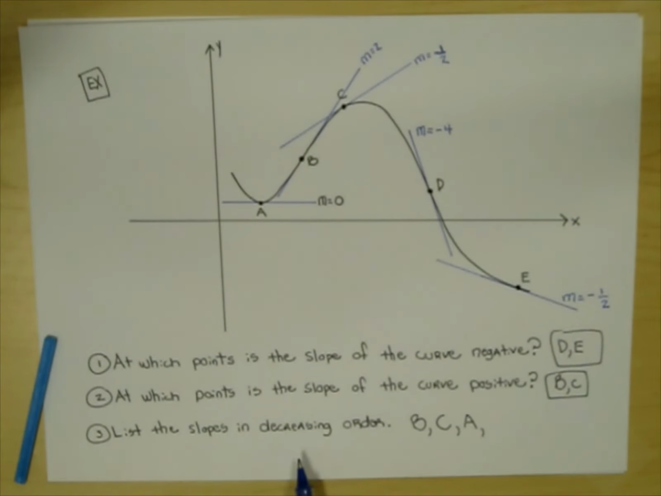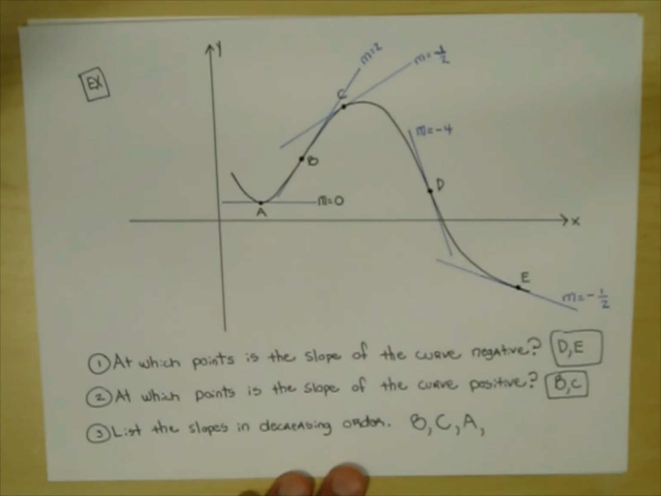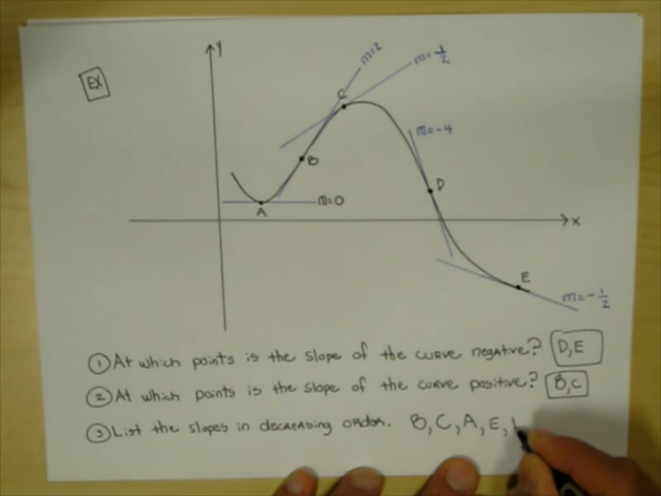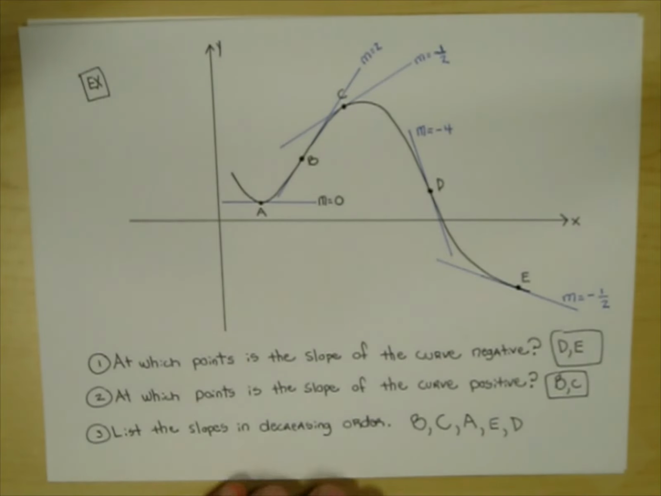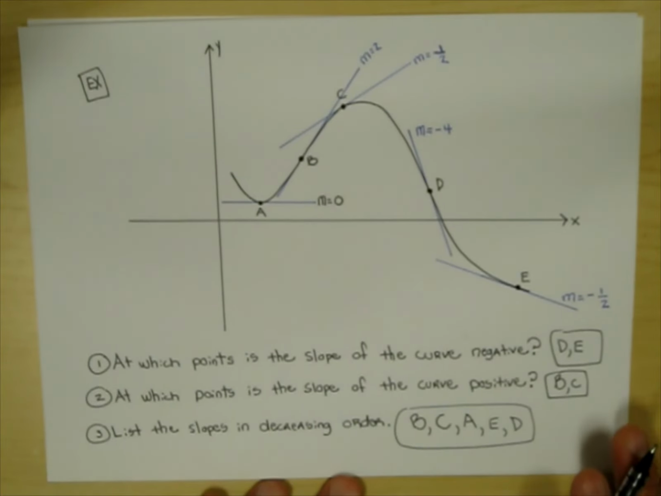So as you are decreasing, which one comes next on the number line after 0? Would it be negative 1/2 or negative 4? Well, it would be negative 1/2. So we're going to say E is next. And then the one that is the most negative, or the closest to negative infinity, is point D. And so we have just listed the slopes in decreasing order.